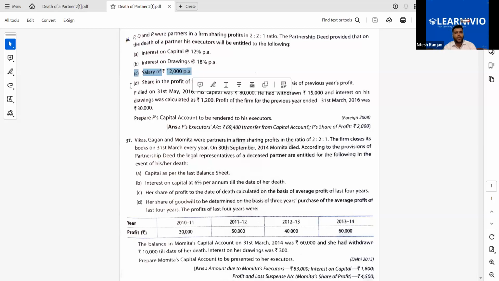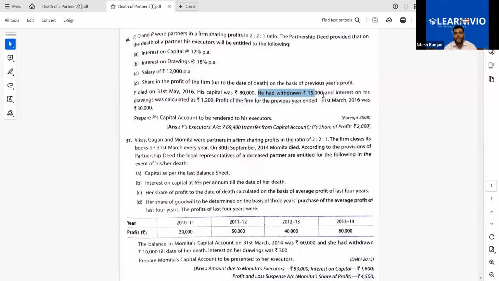After that, share in profit, you have to give in the same manner that we have calculated. It is time basis, so we will calculate current year profit also. Interest on capital, salary, and his share of profit will be on the credit side. Interest on drawing will be on the debit side.